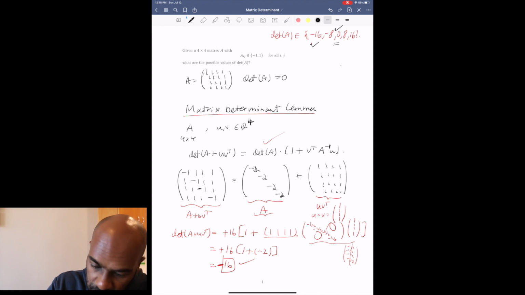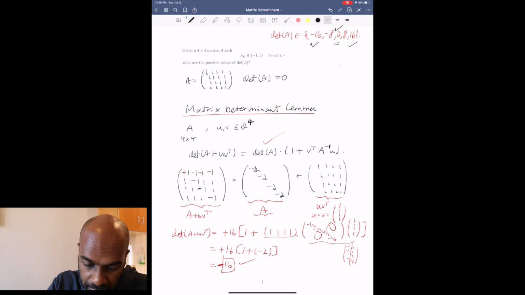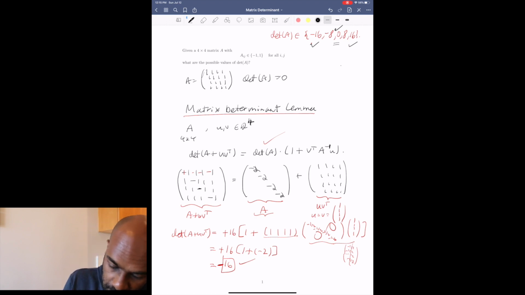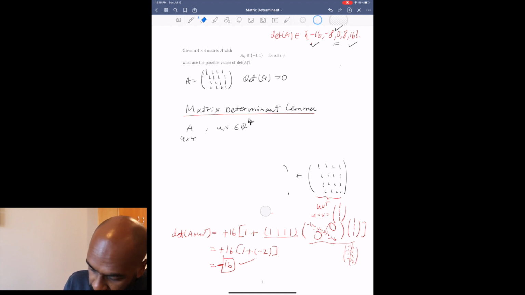Okay, great. And so we can get negative 8 then, or positive 16 by multiplying any one of these rows by negative 1. So we can achieve that as well. And so the question is now, can you actually achieve 8 as a determinant? And it turns out the answer is yes. And one of the things that's going to help is a little bit of a modified version of the matrix determinant lemma.